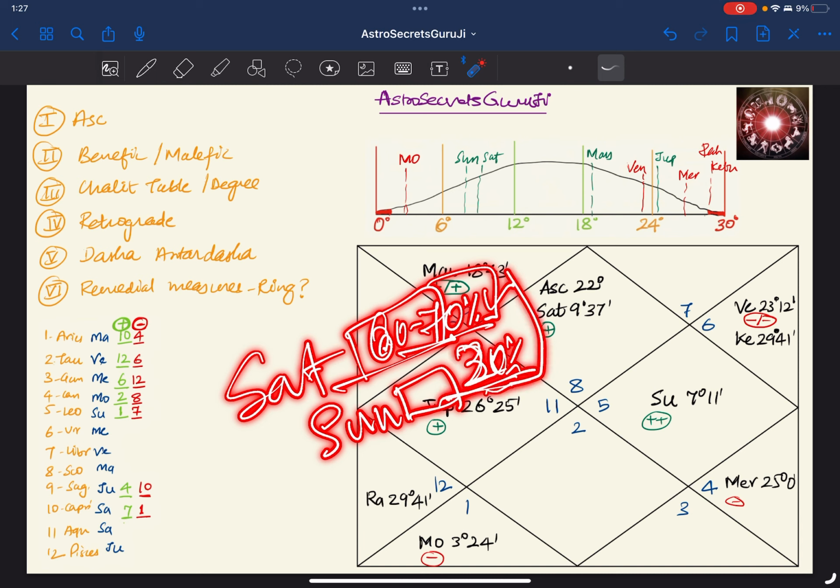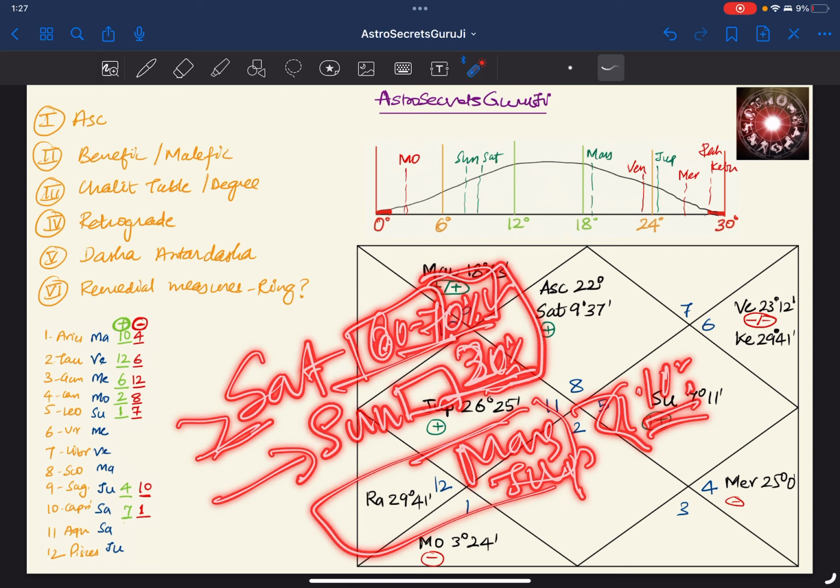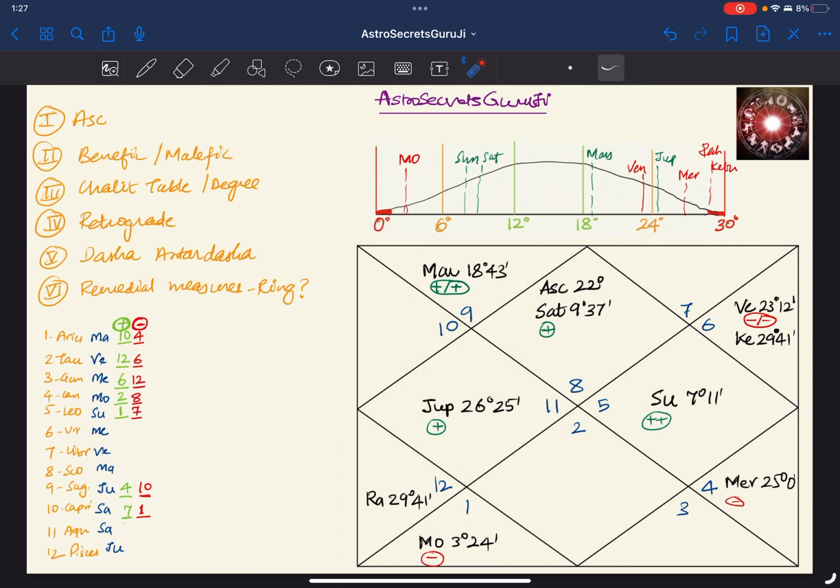So most of your results are going to be driven by Saturn and Sun. The rest, let's suppose Mars going to give you a result, or Jupiter, Venus and all that will fall under, let's suppose, less than 10%. That is how you should confer the results basis the Dasha and Antar Dasha, right?